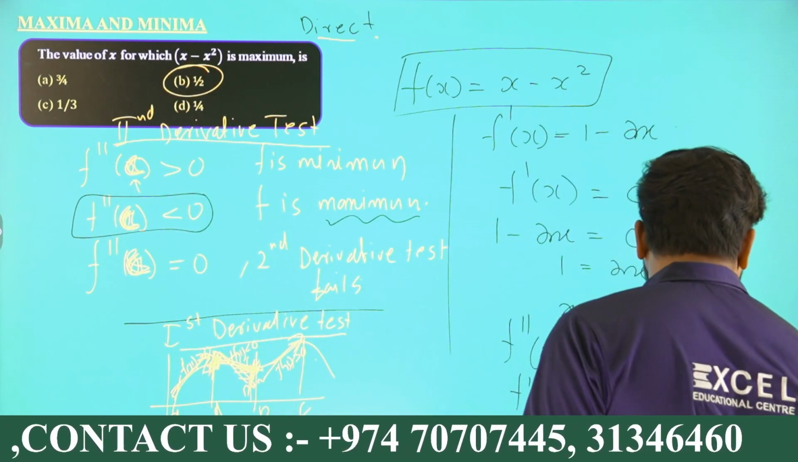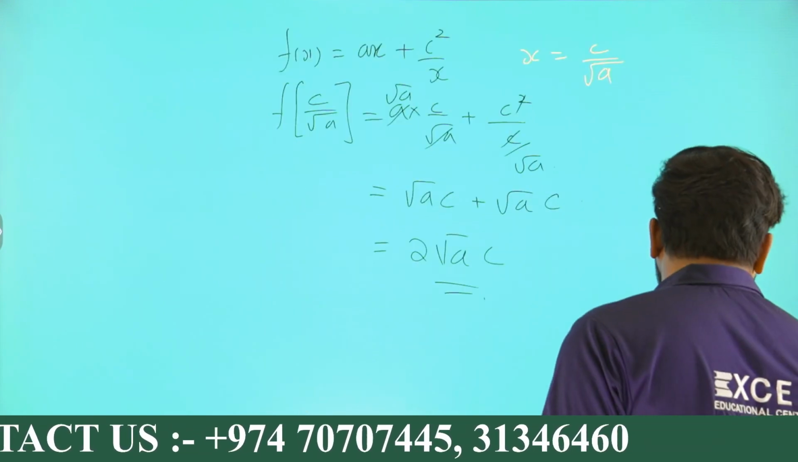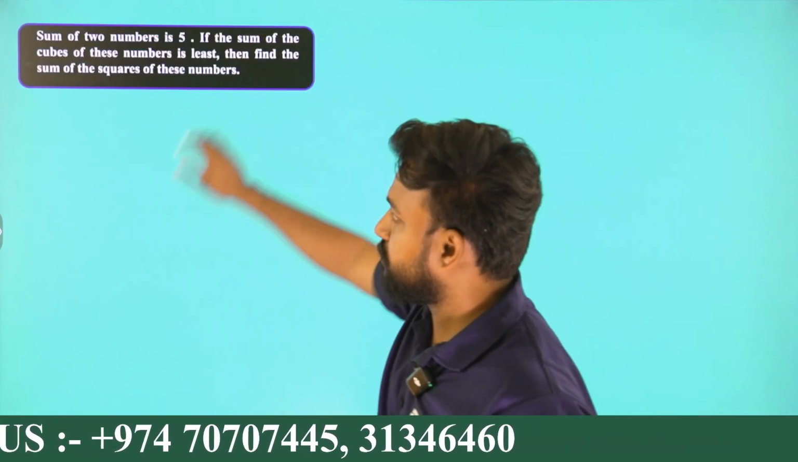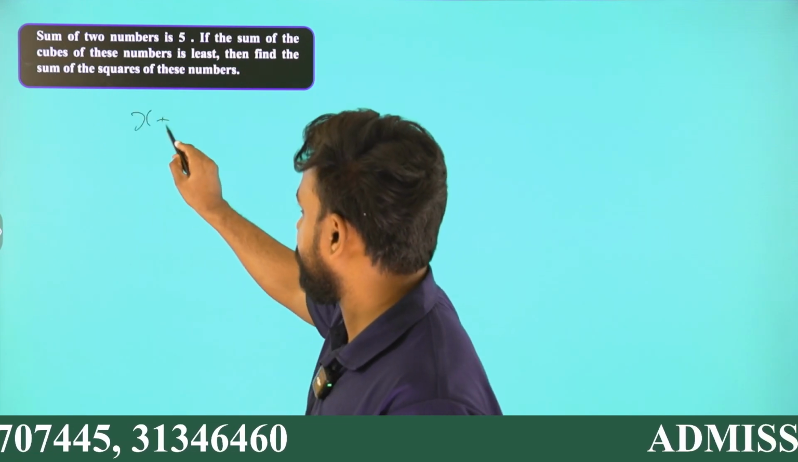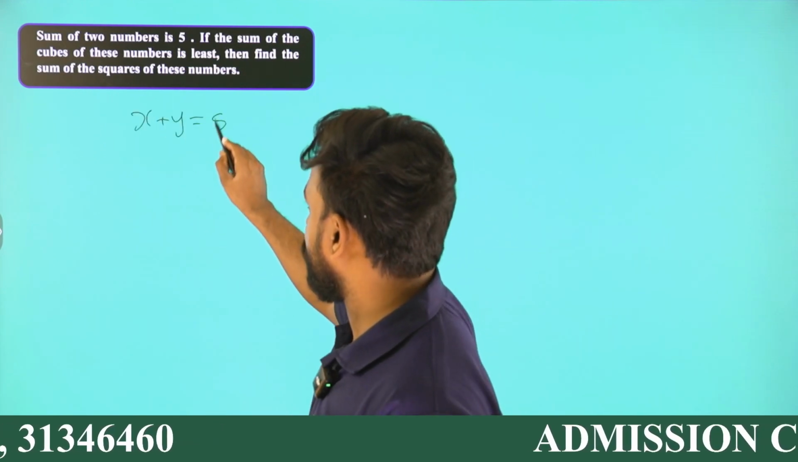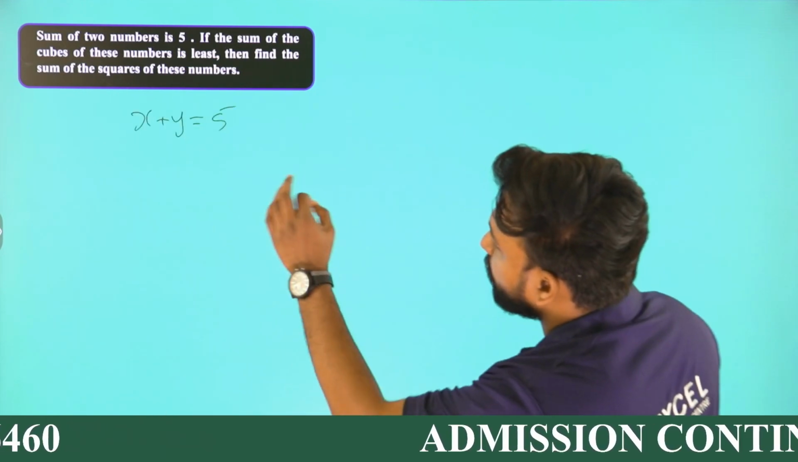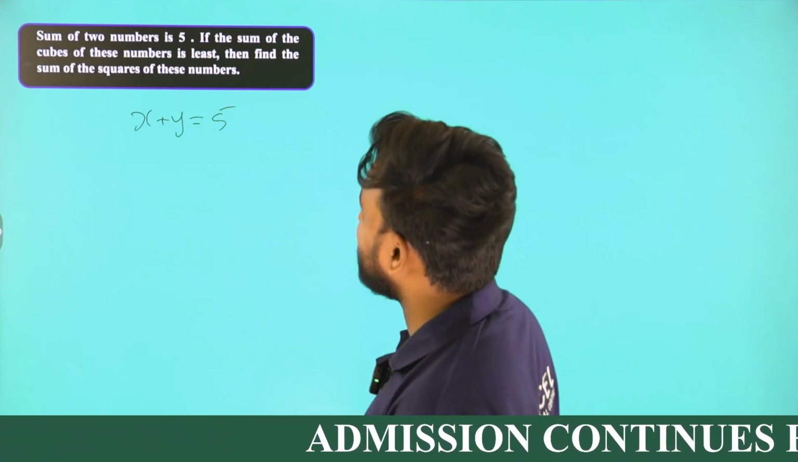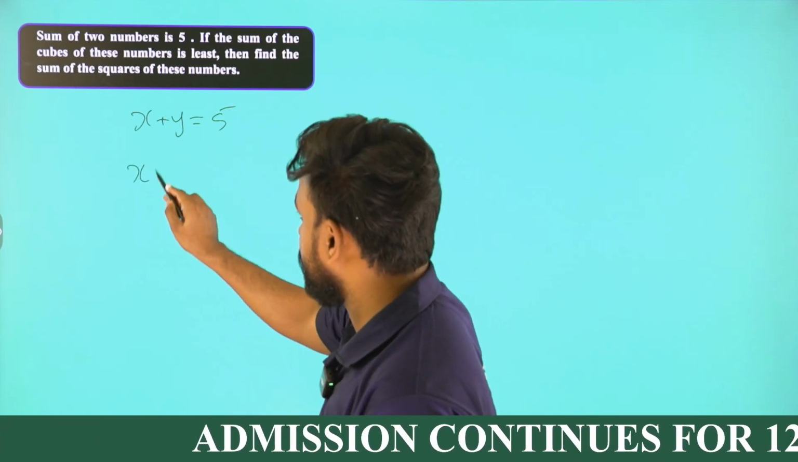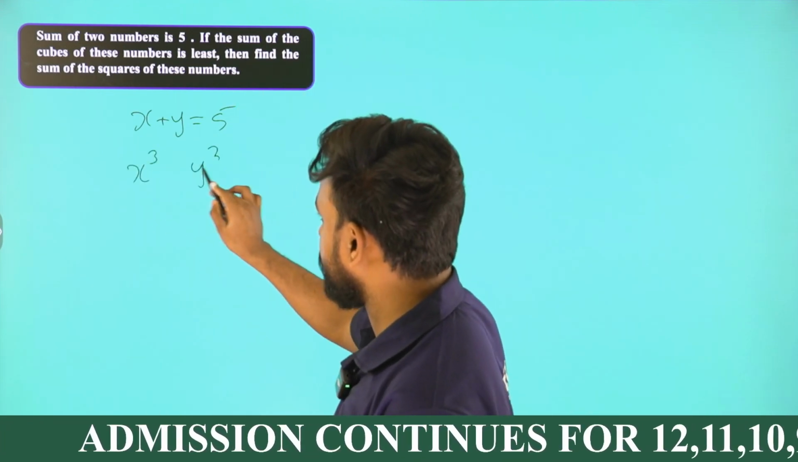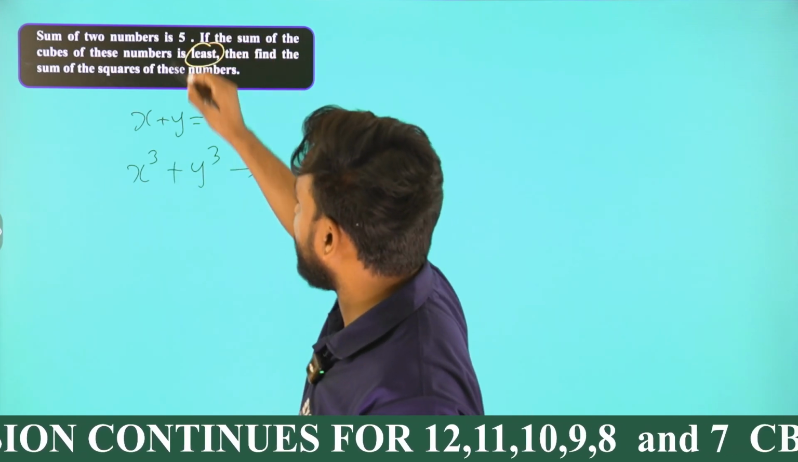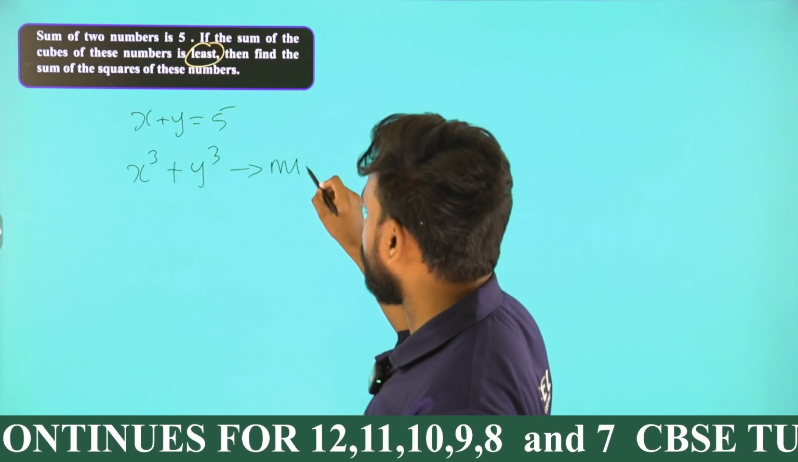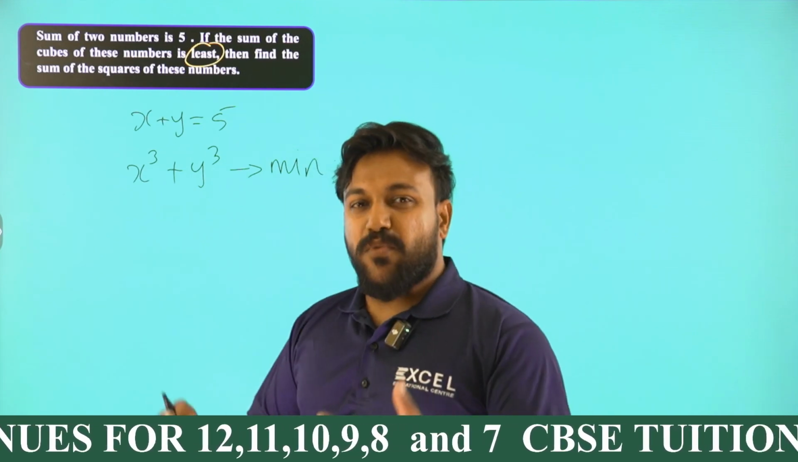But here there is no trace of a function, just a situation. The sum of two numbers is 5. Let's say x plus y is equal to 5. If the sum of the cubes of these numbers is least, that means the sum of the cubes of these numbers is what we need to minimize. Least means minimize. This is what we need to check, whether it is minimum or maximum.